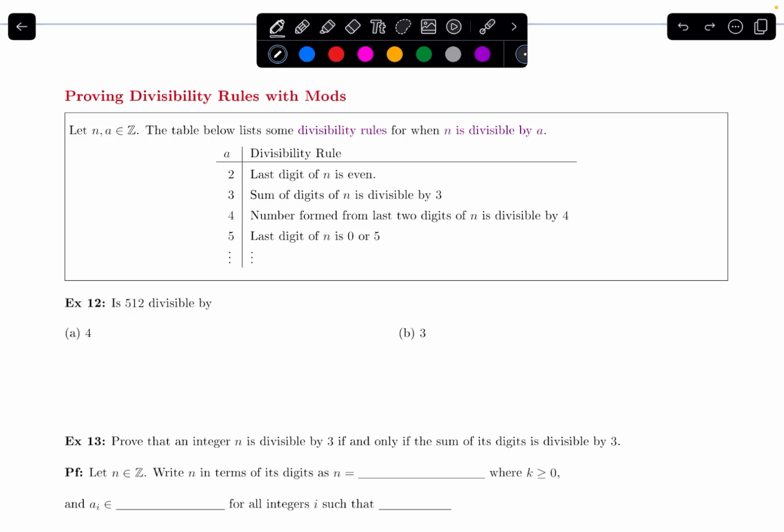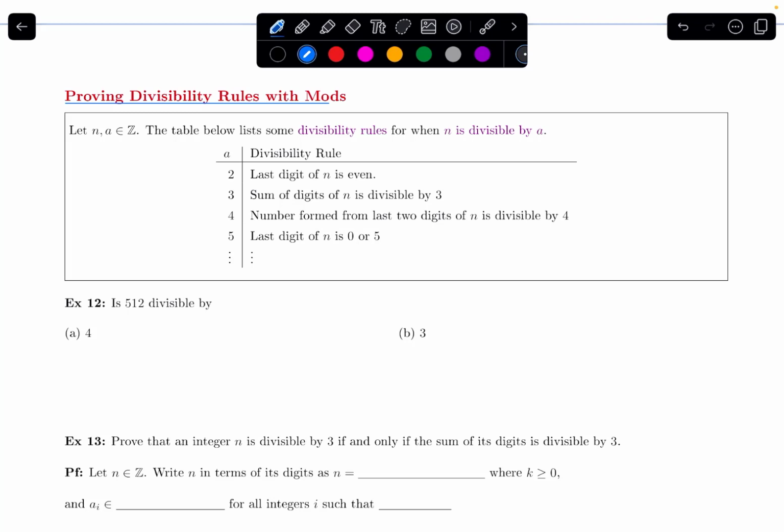In this video, we will talk about how we can prove divisibility rules using mods. This is one of the really, I think, cool, nice applications of mods. They can help us show some of these divisibility rules that we learned in elementary or maybe middle school. So recall some of these rules.